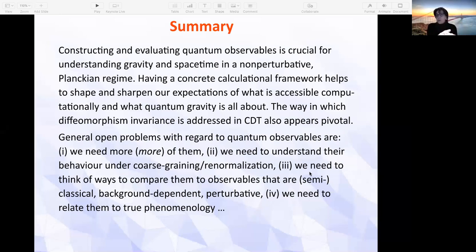Then very importantly, we need to think of ways to compare these observables, which are very non-local and may behave anomalously in some way, to semi-classical results. Let's say early universe computations that people do that also involve de Sitter space, but that are background dependent or perturbative and quite classical. So how do we relate to them? What are the observables that are easiest to compare between the non-perturbative side and the more classical-minded side, which of course relates to phenomenology?